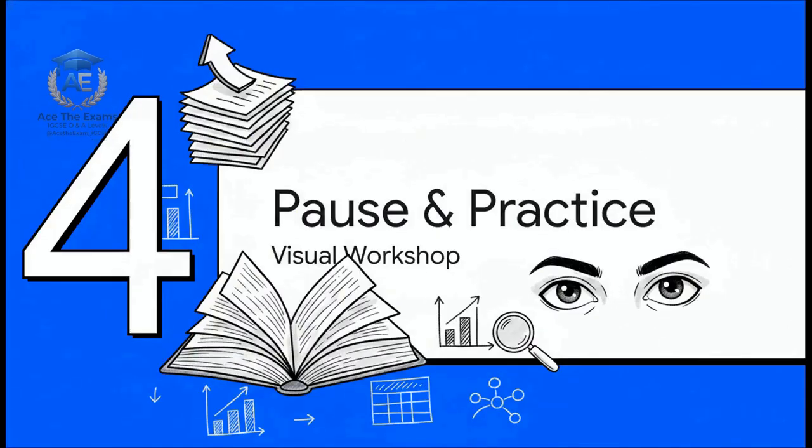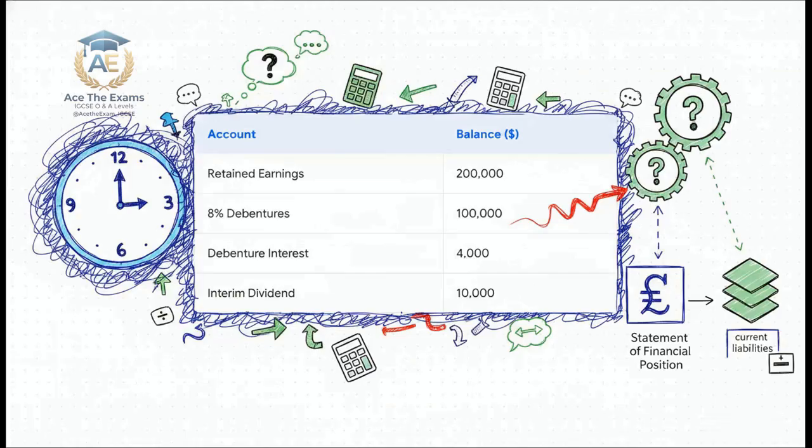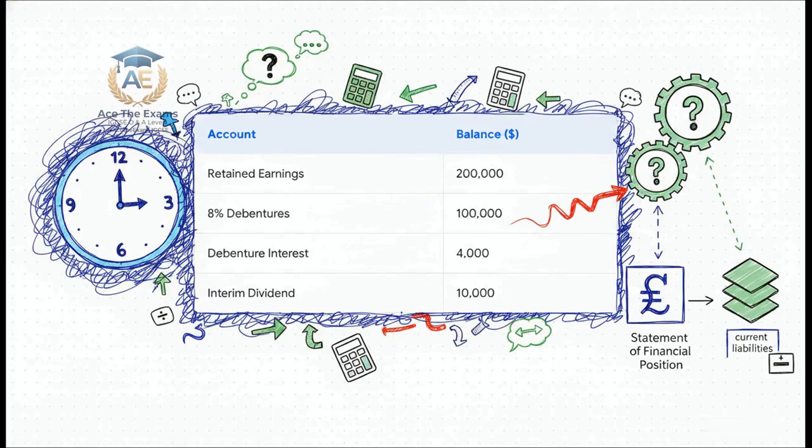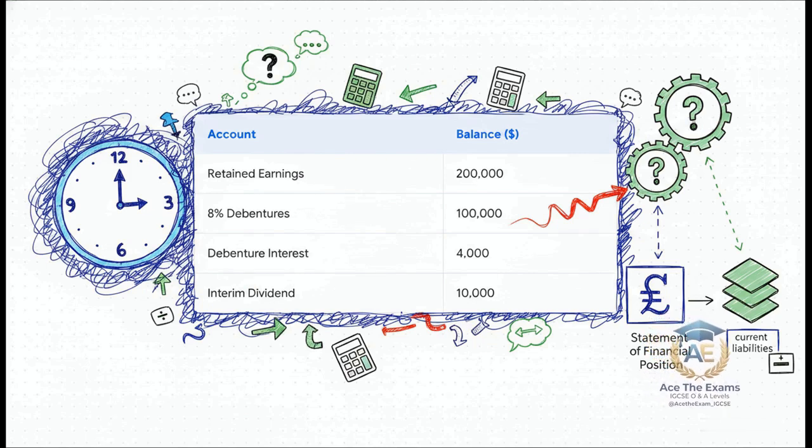All right, Section 4. This is where you come in. It's time for our interactive pause and practice visual workshop. I'm going to put you in the hot seat. Take a look at this trial balance extract. We have retained earnings sitting at $200,000, an 8% debenture listed at $100,000, debenture interest paid showing at $4,000, and an interim ordinary dividend paid of $10,000. The challenge here is extracting the hidden relationships. You have about 60 seconds in a real exam to figure this out.